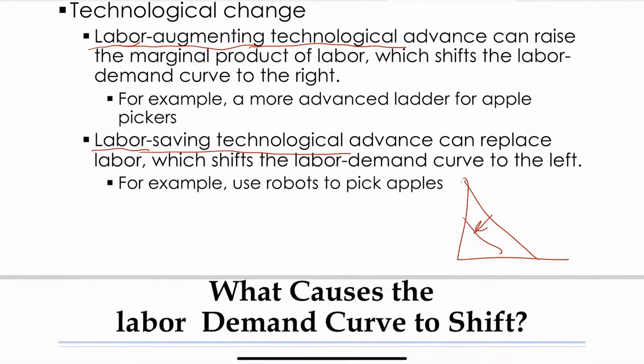In the second case, in the case of labor saving technology, we are essentially talking about substitutes. In this case, technology is a substitute for labor. So basically, if technology becomes better, then firms will adopt more technology. And because these kinds of technology are actually substitutes, firms will reduce their demand for labor.